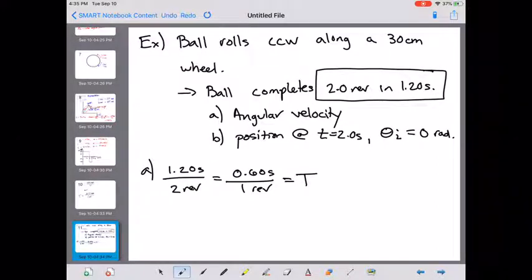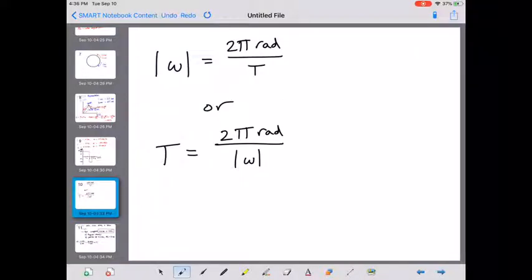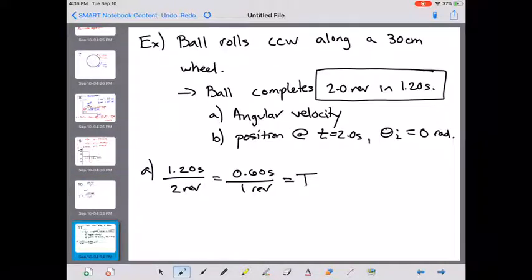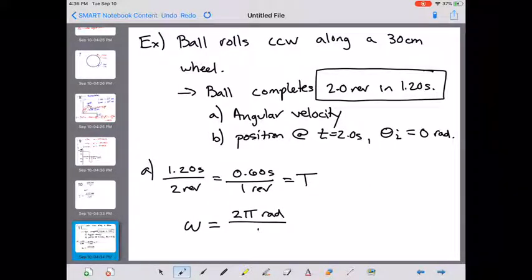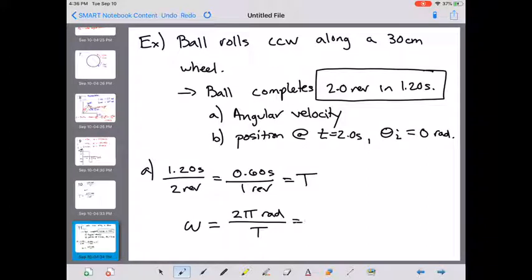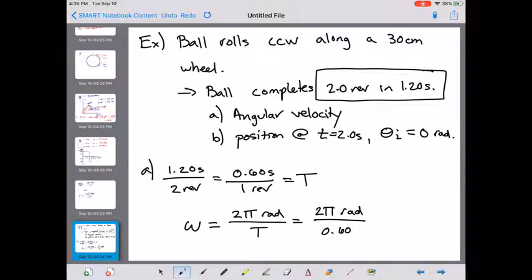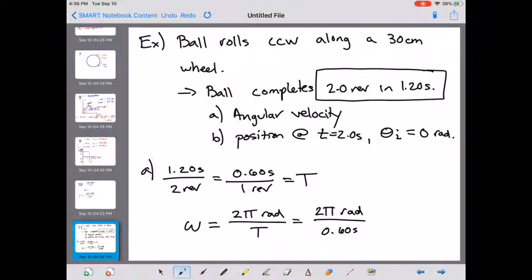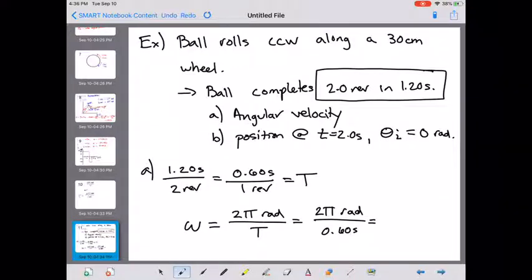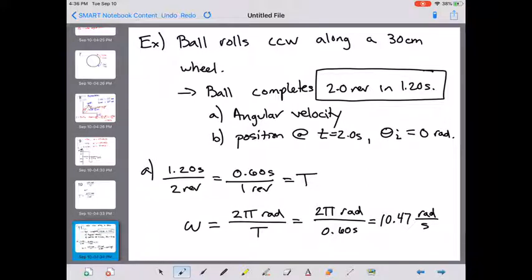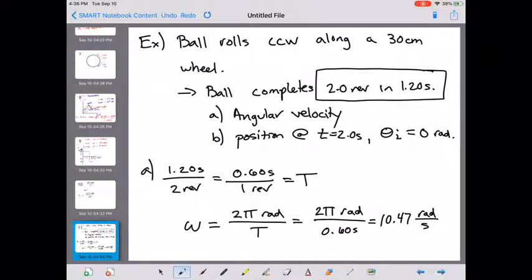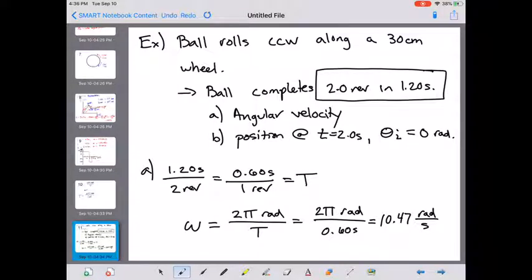Now, what we just talked about, a way to calculate angular velocity, is to use this equation right here. Looking at this equation, omega is equal to 2 pi radians divided by T. Well, I now have T, so I can say 2 pi radians divided by 0.60 seconds. It's going to be equal to 10.47 radians per second. Now, that isn't crazy helpful to us, but that is our angular velocity.